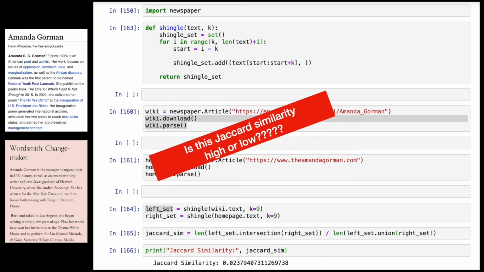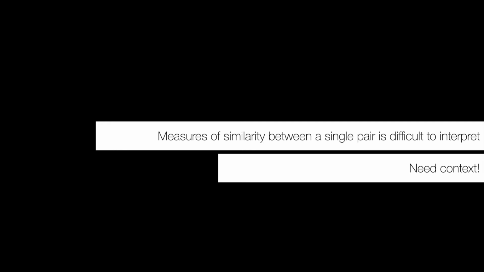But there's a question here about, what does this Jaccard similarity really mean? Is this a high value? Is this a low value? Note that Jaccard similarity is bounded between 0 and 1, so this seems like a relatively low value. But what does this mean in the larger scheme of things? This is actually a really important point, because taking similarity between a single pair of objects is not hugely informative, and is difficult to interpret without the additional context of similarity among other items. So really, the straight value of a similarity metric is maybe less important than how that value compares to other values.